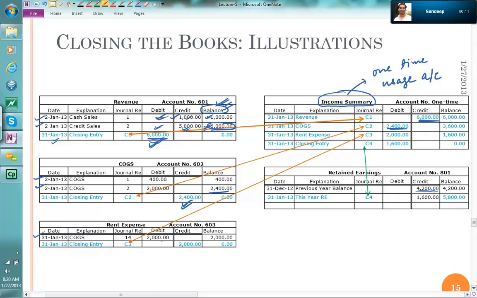Yes. Similarly, rent expense. Once again, expense is all debit balance, and the balance is $2,000. So I will make a credit entry here, and I will make a debit entry here. So once we have closed these three accounts, we have three entries in income summary. Now, Gunjan, what is the balance at the end of the three closing entries? What is the balance in the income summary account?